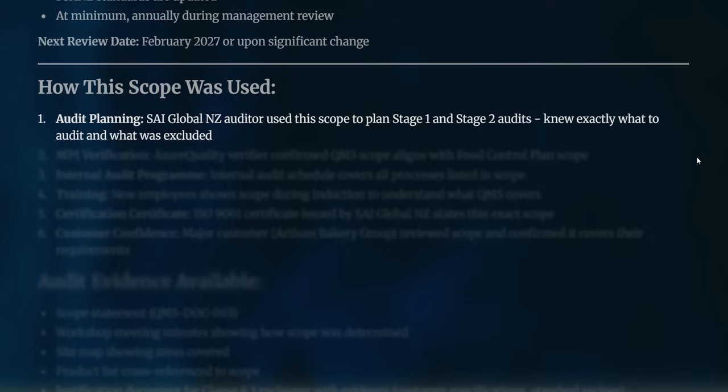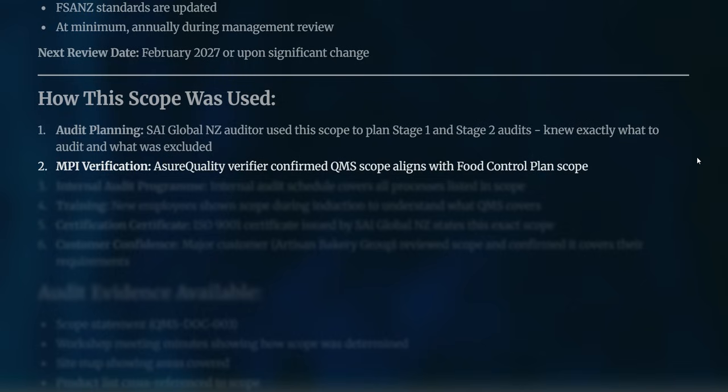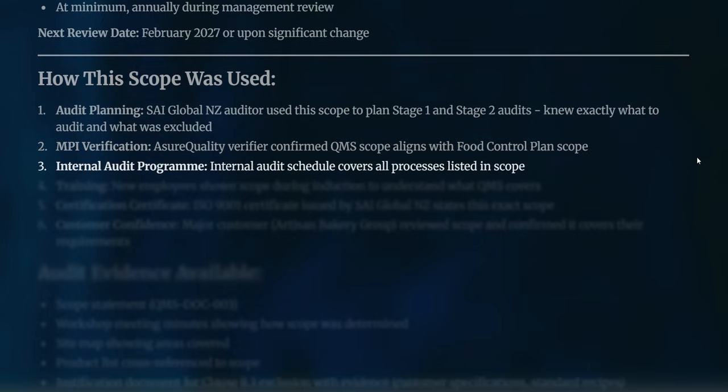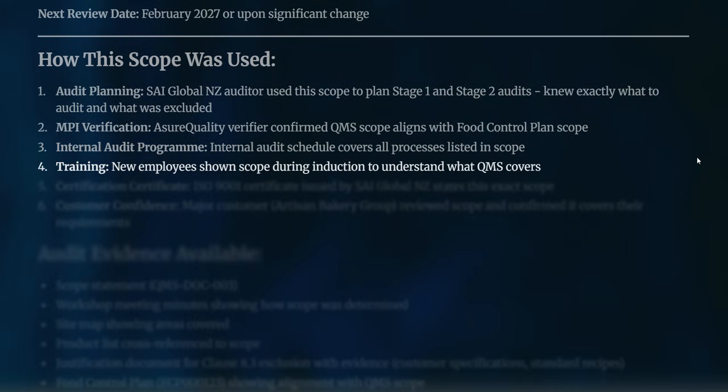So how was this scope used? First, it was used for audit planning. The SAI Global New Zealand auditor, the certification body selected by this exemplar company, used this scope to plan the stage 1 and stage 2 audits and knew exactly what to audit and what was excluded. It was also used with MPI verifications, where the AssureQuality verifier confirmed the QMS scope aligned with the food control plan scope. It was also used for the internal audit program, because the internal audit schedule covers all the processes listed in the scope. And it was used for training new employees, showing the scope during induction to help them understand what the QMS covers.